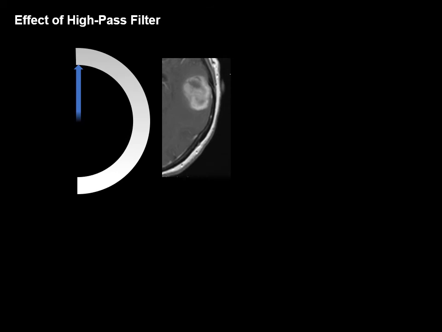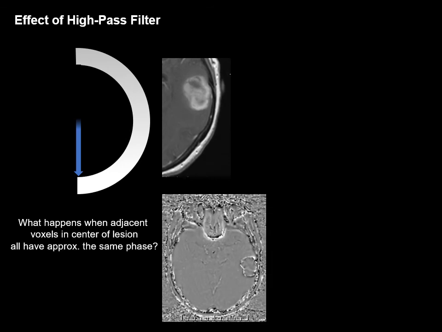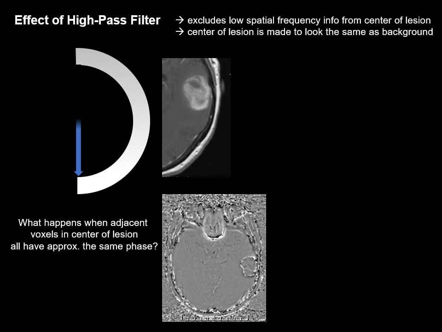Here we have a hemorrhage in the left temporal lobe. If we look at what happens to the phase change, let's just say all the voxels within the lesion have approximately the same degree of phase change, say hovering between 150 and 180 degrees of phase, so you don't get aliasing. If we look at the phase component of this image, we can see that the center of the lesion looks just like the background, and that's because of the filter.